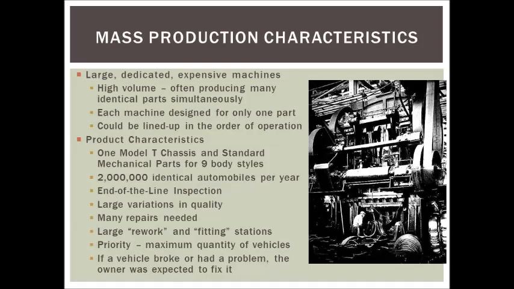But of course, Henry Ford had a solution for this as well. He had rework and fitters, quality people that would be trained in and specialized in making these repairs to the automobiles to make them operable.